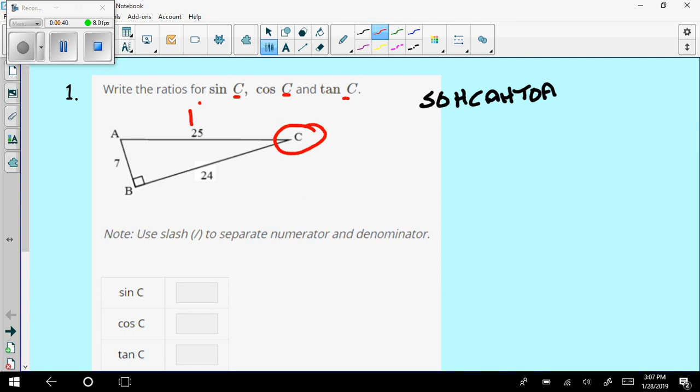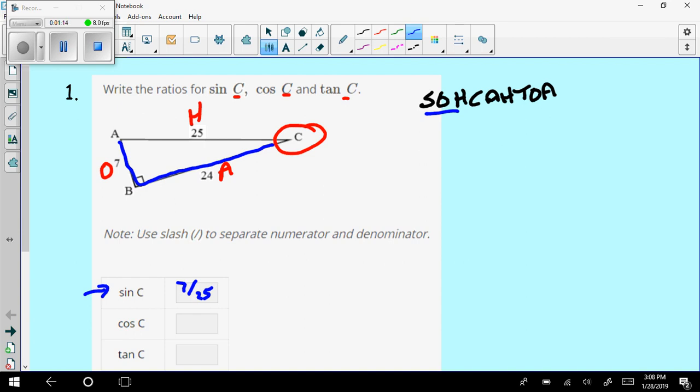The 25 is the hypotenuse. The 7 is the opposite side, and the 24 is the adjacent. Remember, adjacent means leg closest. The legs form a 90-degree angle. So the hypotenuse is the piece that's not a leg, and the opposite leg is farthest away, the adjacent leg is closest. So to find the sine of C, sine is OH, so we put O over H, we put 7 over 25.